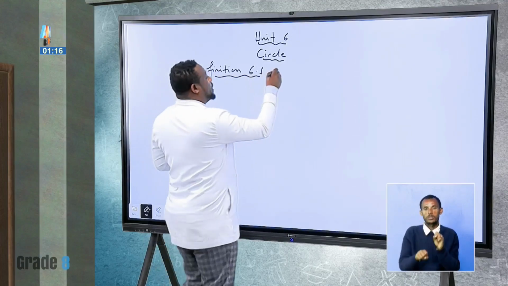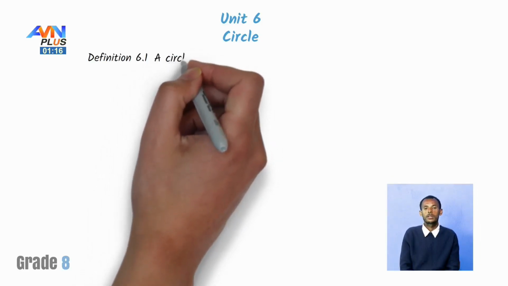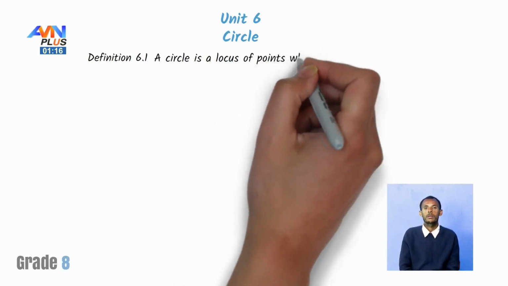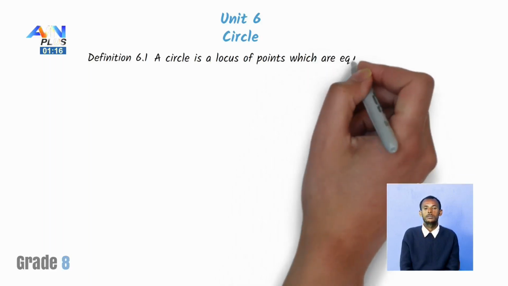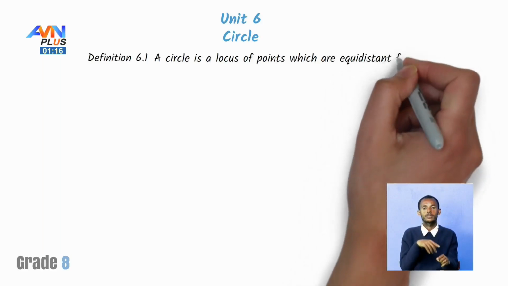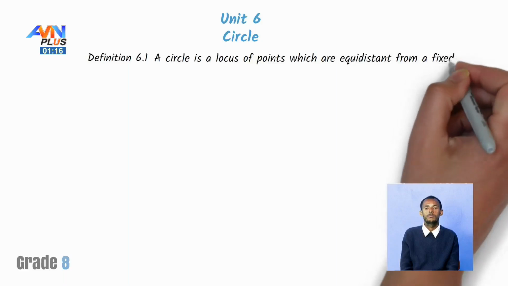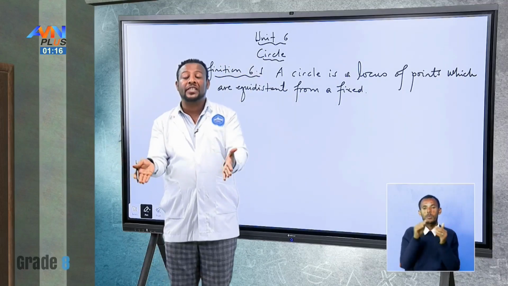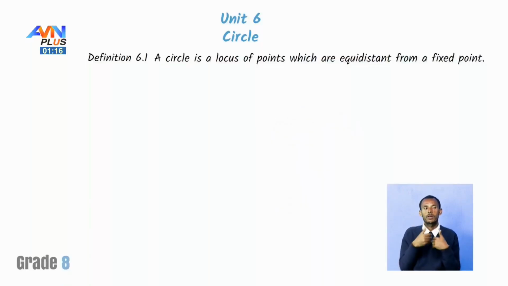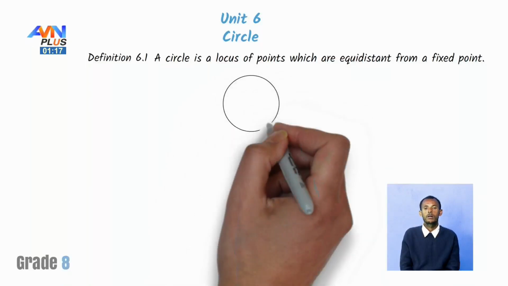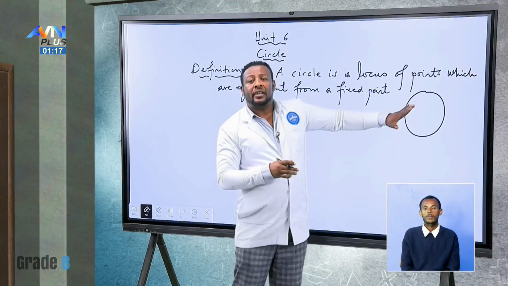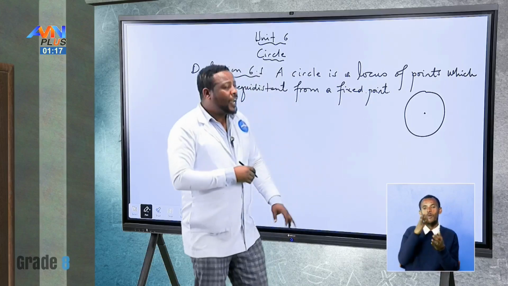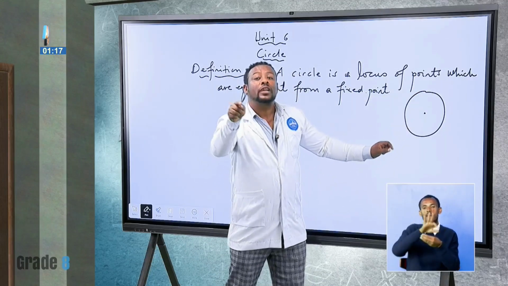Okay, so a circle is a locus of points which are equidistant from a fixed point. In a circle there is a fixed point, and each of the points in the collection is equidistant from that fixed point. Geometrically, if you have a certain circle, usually the fixed point is the center of the circle, and all the points on this circle are at equal distance from this fixed point.